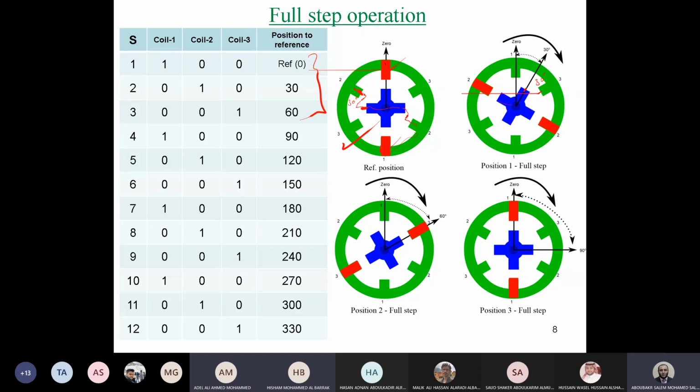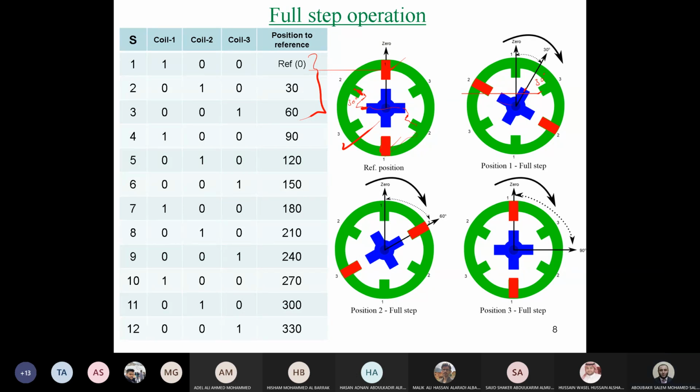Yes. You mean the teeth? How can we do that? With the same design, without changing this design. I mean, we will keep the motor stator 6 teeth, rotor 4 teeth. But can we change the sequence of pulses in order to move this motor in a step different to 30 degrees? This is the first question.